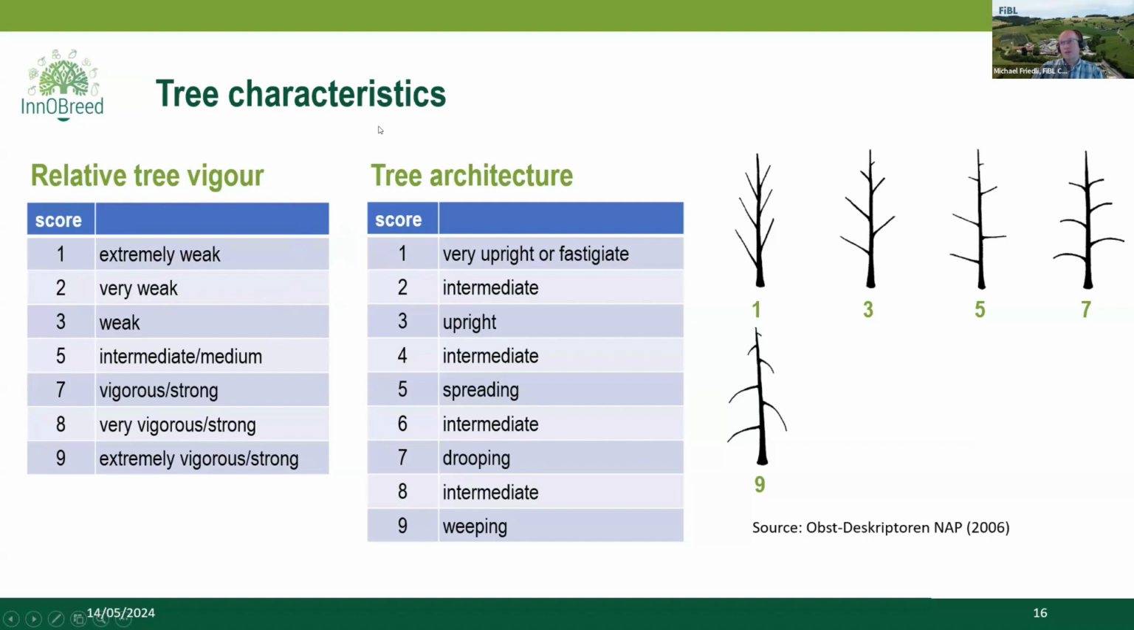And another aspect is the tree architecture. You can see on the image on the right the different scores. So 1 with quite an upright tree architecture, then a 5 with quite a spreading architecture, and then a 9 with quite a weeping tree architecture. And this can be quite important for the whole management of this variety, also when it comes to pruning and maybe thinning, depending on which system you use. It can be quite difficult if you have an architecture like this or like that.